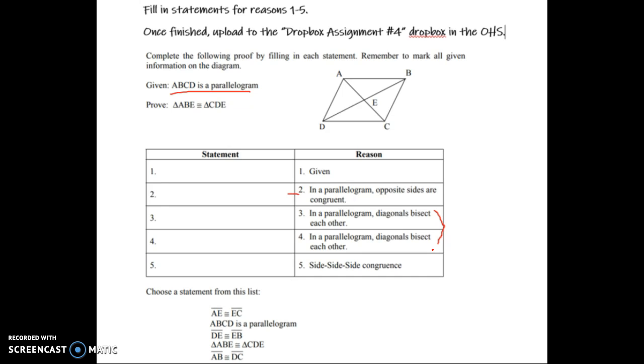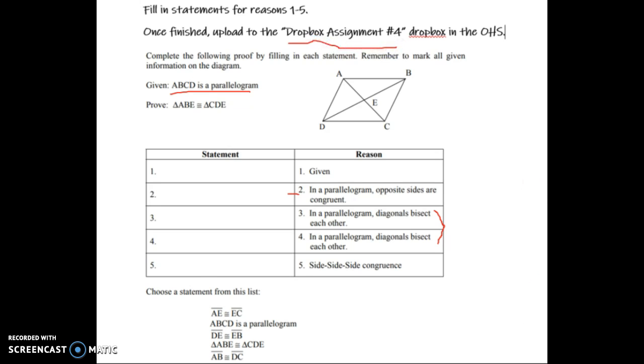And then the last reason is side congruence. So what statement shows side congruence for those two triangles? Hopefully that should help you narrow down the statements that would go with the reasons as you fill in your proof. Make sure when you finish it, you upload it to the Dropbox Assignment 4 Dropbox under assignments in the OHS.